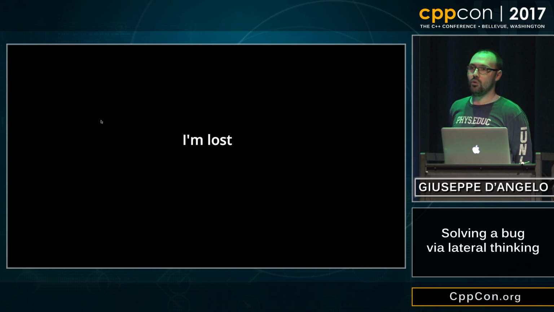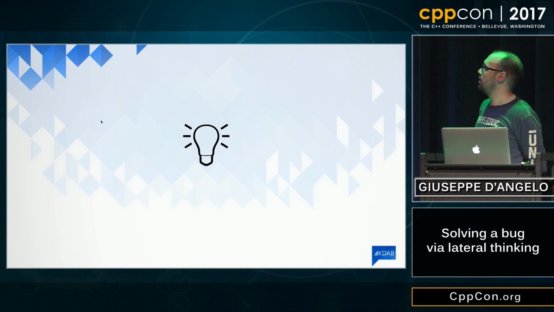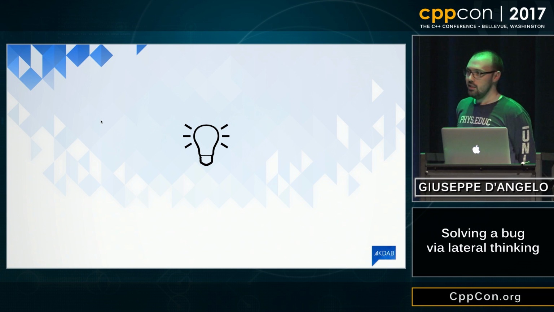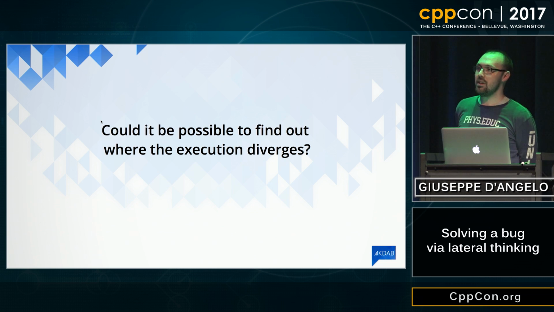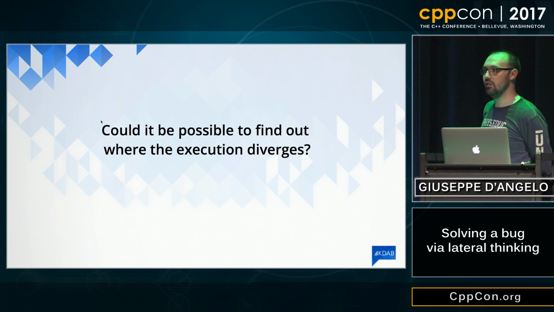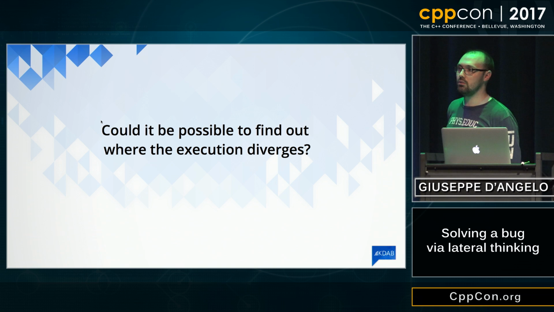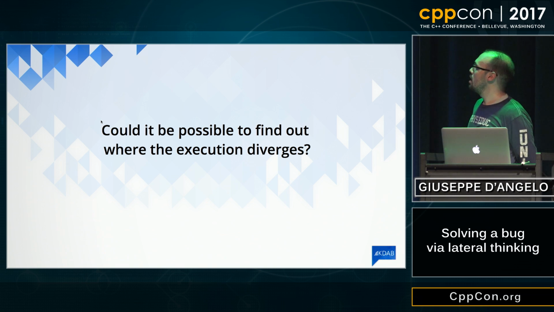Great. So I was totally lost. I had no idea what to do. I said, okay, I need to learn about this engine. This is going to take me forever. But then I had an idea, a terrible idea. I got a working test case, I got a broken test case. Could it be possible for me to somehow trace down the execution of both test cases and figure out where the execution diverges? Because eventually the test cases should be deterministic, more or less. So could it be possible to find out?